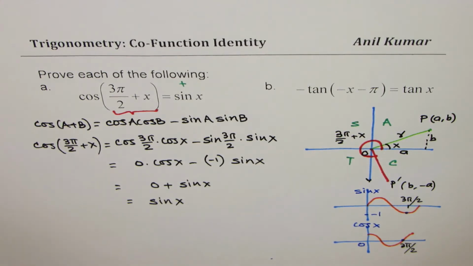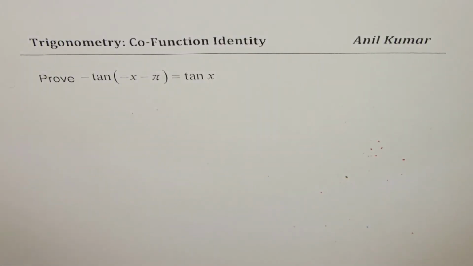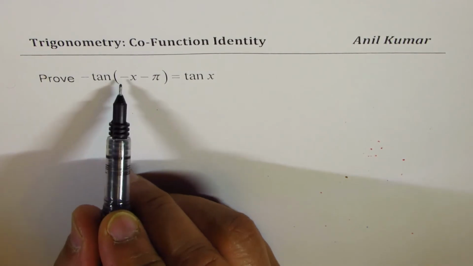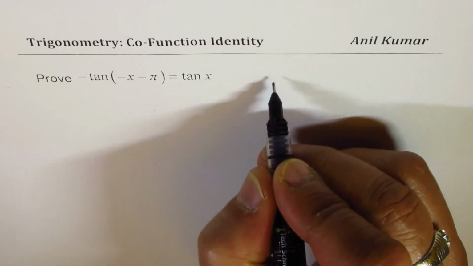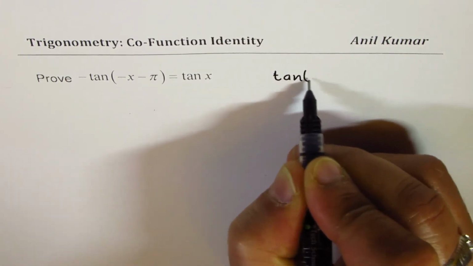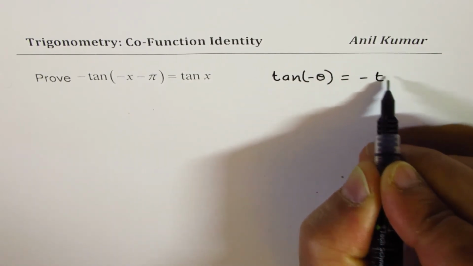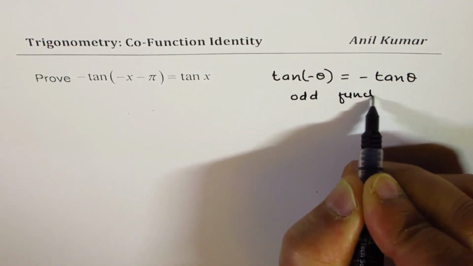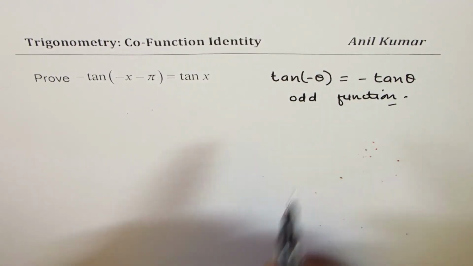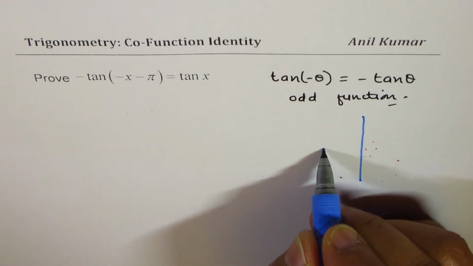Now on the next page, we'll take up minus tan(minus x minus π). So here we have to prove that minus tan(minus x minus π) equals tan x. Let us understand a few things. One, what is tan of minus theta equal to? Tan of minus theta is minus tan theta. It's an odd function, right? So we'll use this concept, and then we can rewrite it and work it out.